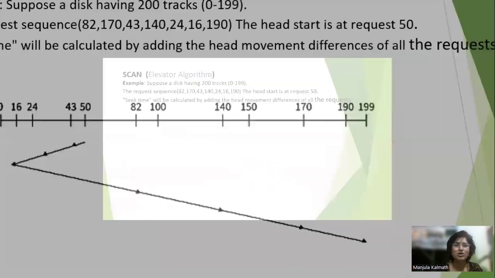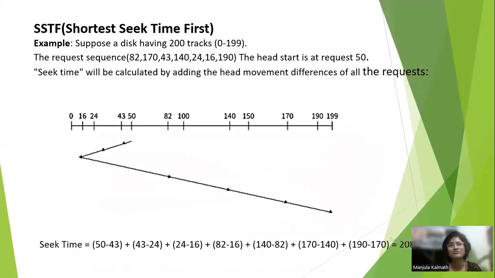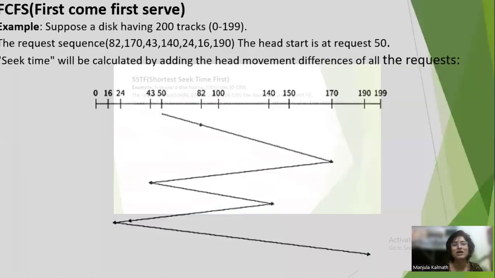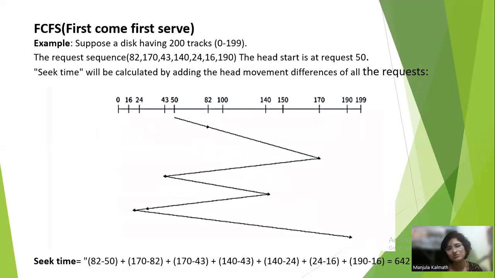Among all the algorithms, the best optimal and efficient algorithm is SSTF, that is shortest seek time first. And the most inefficient algorithm, taking maximum time, is FCFS, with 642. We have taken the same example for all the algorithms so that we can compare exactly which one is efficient and which is not. FCFS is totally inefficient and SSTF is the most efficient, whereas the remaining LOOK as well as C-LOOK are moderate, coming in between.